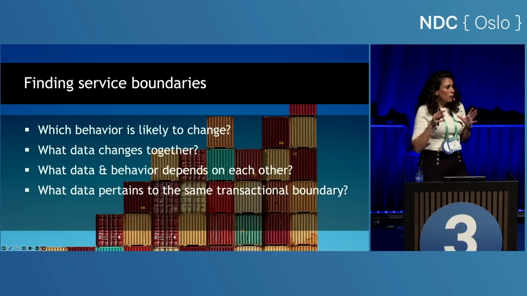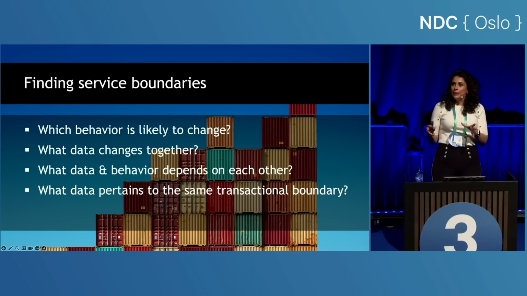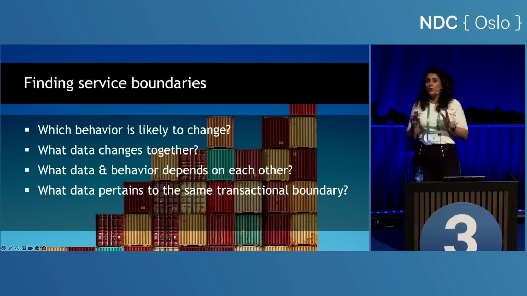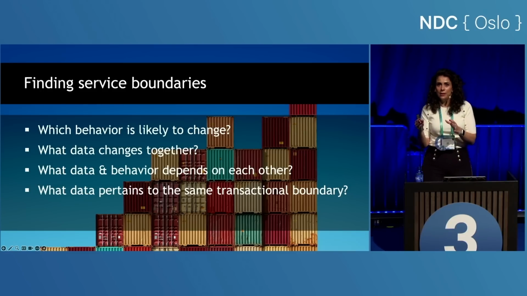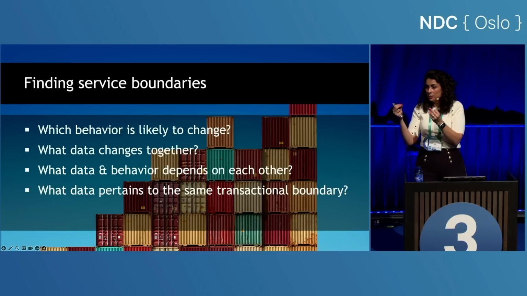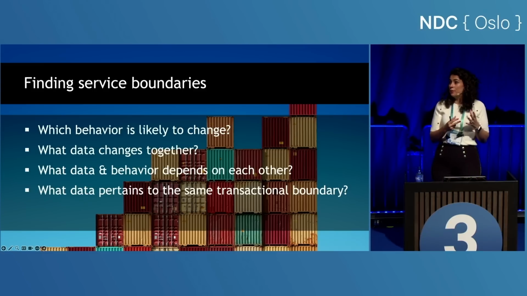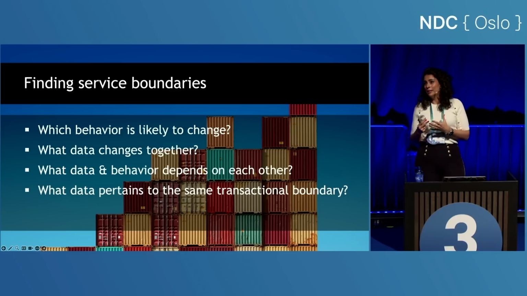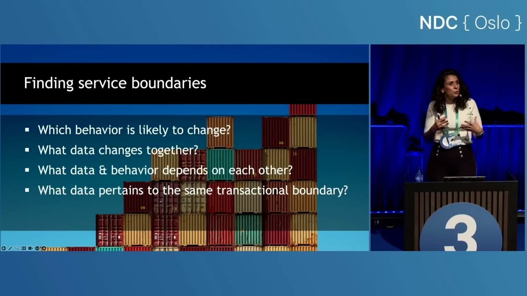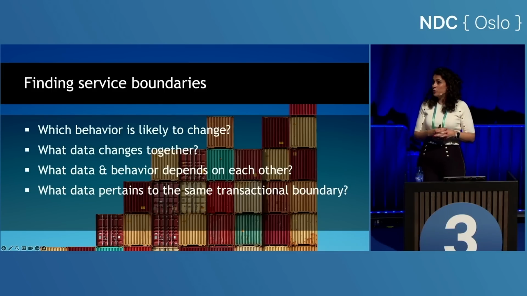And finally, also ask yourself what data pertains to the same transactional boundary. Because if you're looking for high consistency between certain data, then you have to put it together. Because otherwise, the best you're going to get is eventual consistency, right? I've seen this problem all the time. Sometimes it feels hard to accept, but if you want high consistency, it should be part of the same service boundary. It should be stored in the same database.